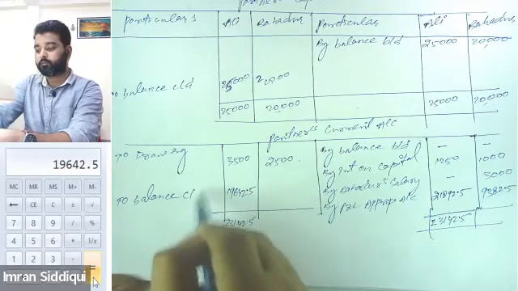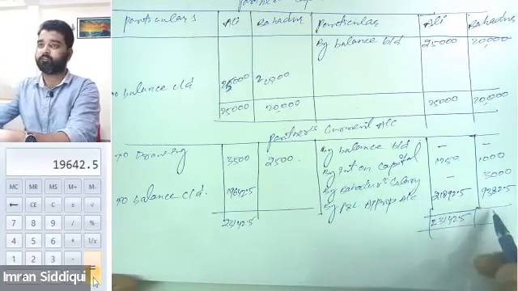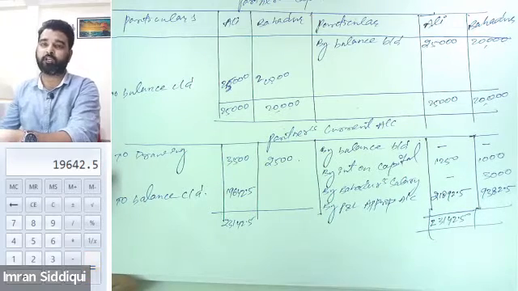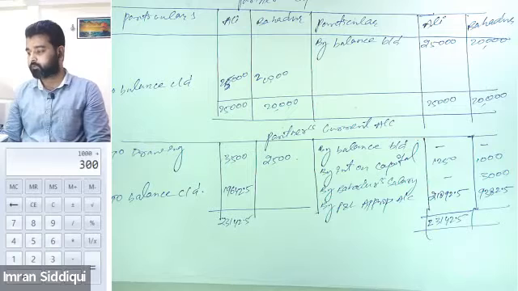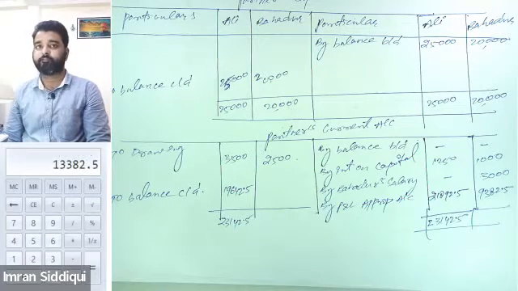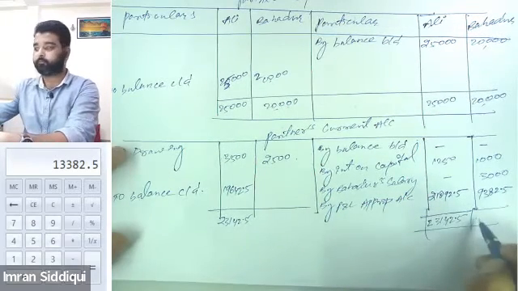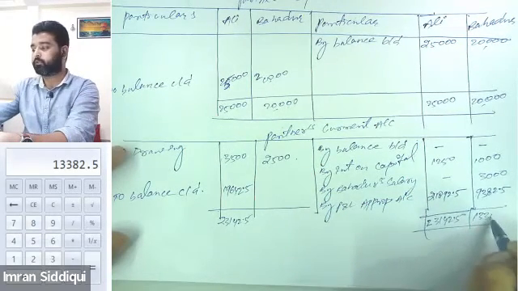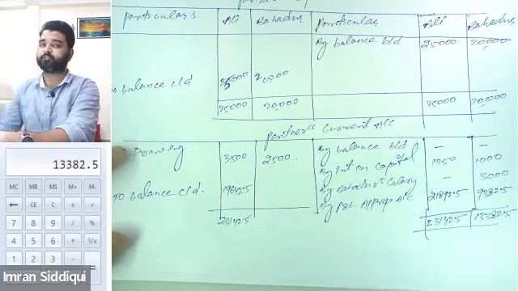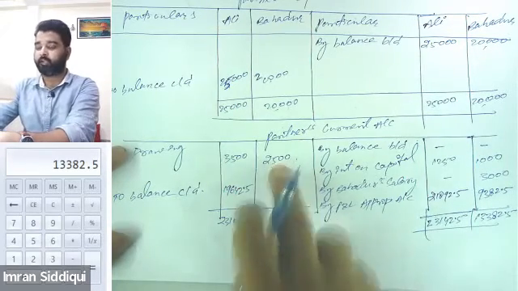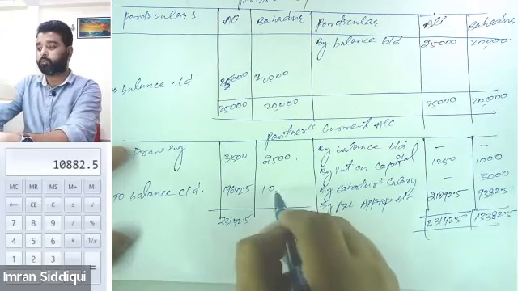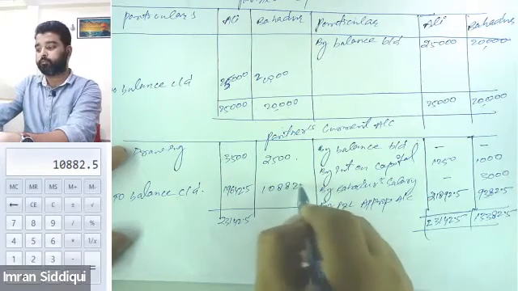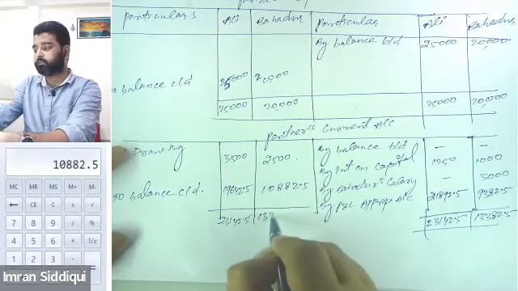So this will be considered as the closing balance. Similarly, we will calculate the closing balance for the other partner. So it will be 1000 plus 3000 plus 9382.5, so it will be 13382.5. Out of this value, we will subtract 2500, and we will get 10882.5. This is it.